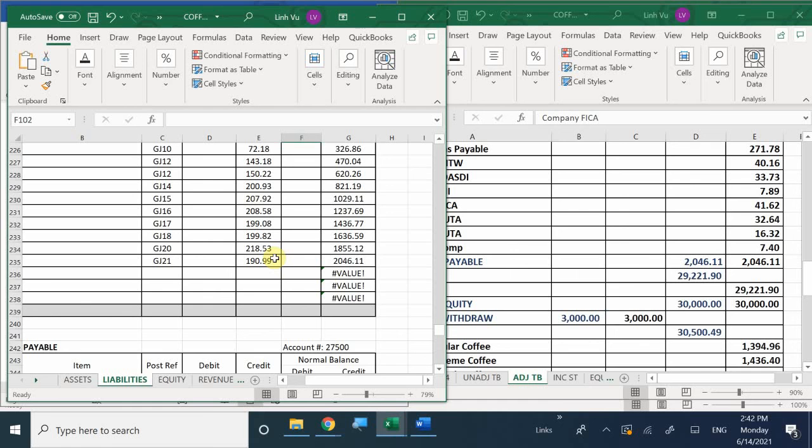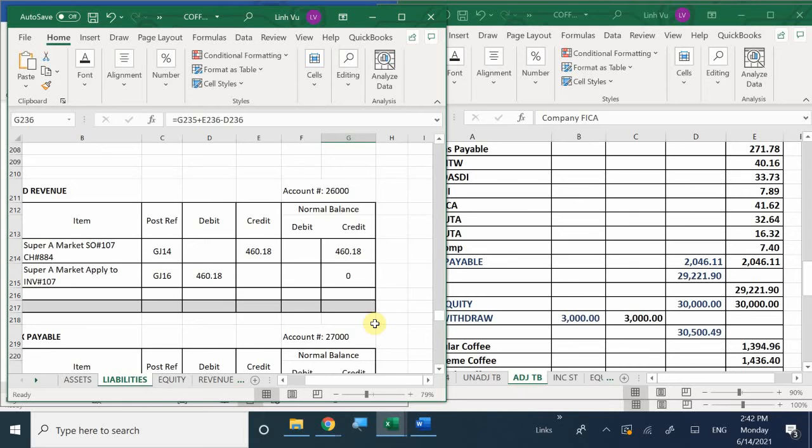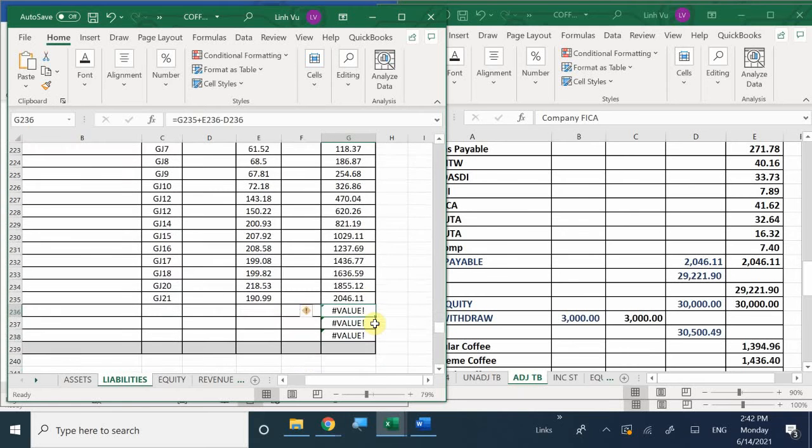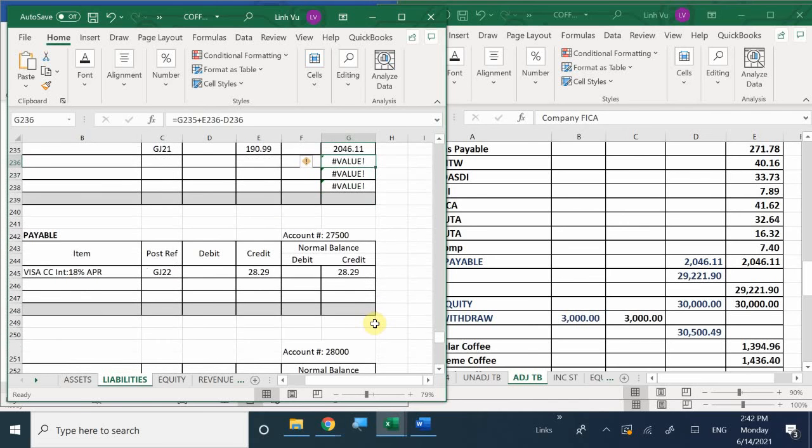What about unearned revenue? Yes, it's the same. Unearned revenue, do we have a value in there? Or do we have a balance in there? No. So in this case, you don't really need to add it in there. Okay. So again, sales tax payable is the same.